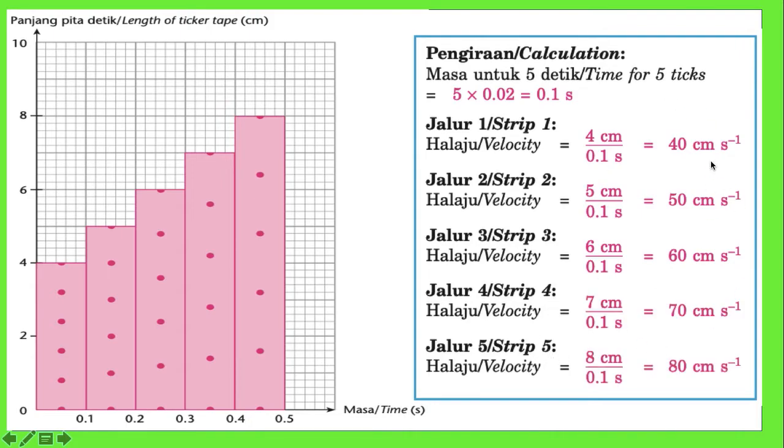From this result, we can determine the motion of the trolley. The initial velocity is smaller compared to the final velocity. This means this trolley moves from slower to faster movement. This motion shows this trolley is experiencing acceleration because of the increasing velocity.